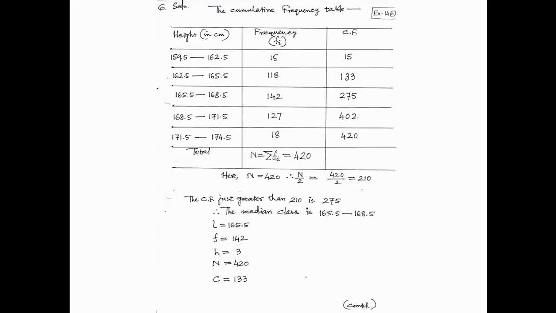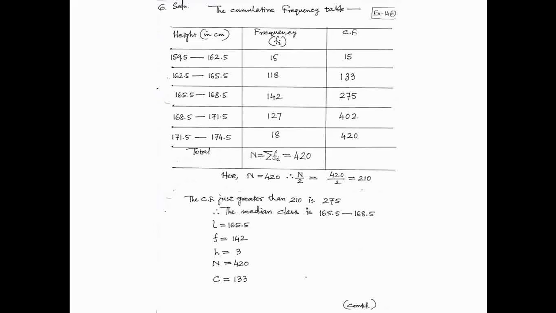Now students, you remember it. For mode, no need to prepare a table. But for median, you have to make this table to find out the cumulative frequency. CF means cumulative frequency. Okay, so here first class interval, frequency is 15, that means number of students. How many students? 15. So cumulative frequency total 15.